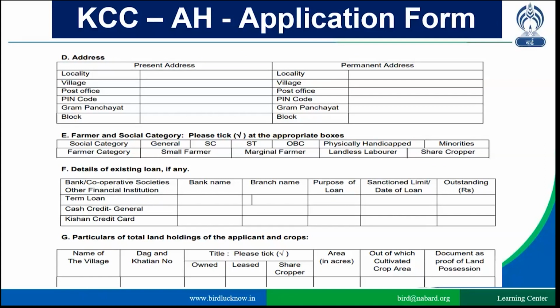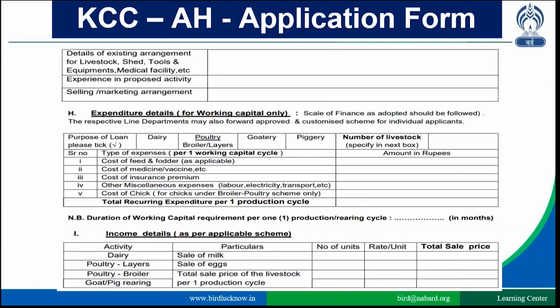Now the social category of the farmer, details of existing loan if there is any, particulars of total land holding of the applicant and the crops, then expenditure details for working capital. This is the portion: cost of feed and fodder, cost of medicine and vaccine, cost of insurance premium, other miscellaneous expenses, because all these will be covered under the working capital under KCC animal husbandry. So from where to get this? In each district the DLTC is finalizing the breakup, and all these points have a district level breakup, so that the farmer while applying can use that breakup in filling this form.